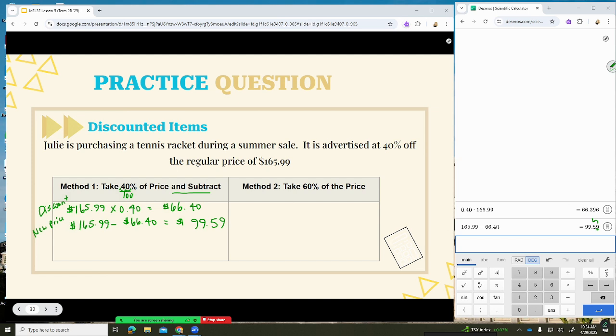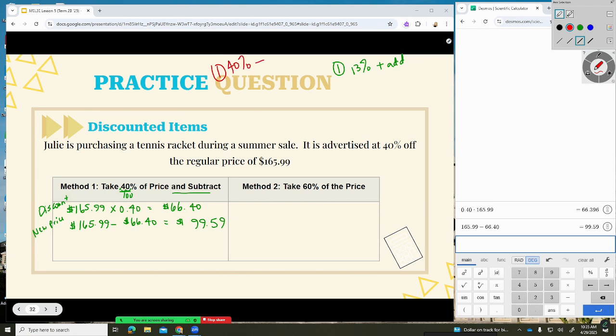So that's a great sale. It's a great discount. We're taking $66.40 off of the regular price. Julie would only need now to pay $99.59. But there's a second way. The second way, much like how we had two ways to calculate HST, you can go method one, which was to calculate 13% and then add. Here, our method one is very similar because we're taking 40% and then we're subtracting.